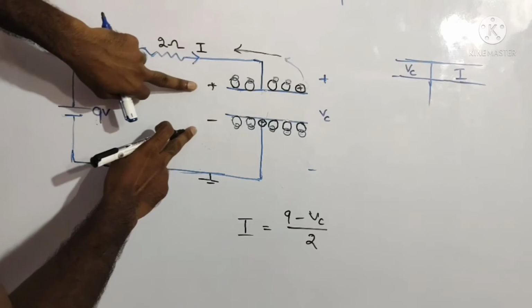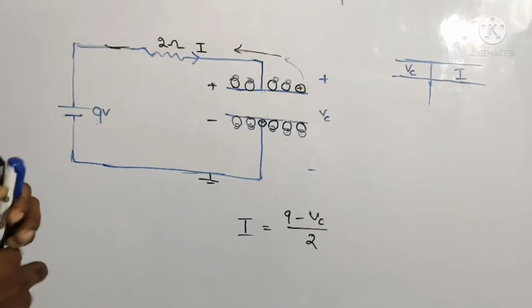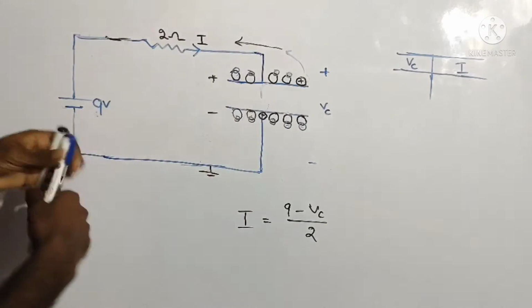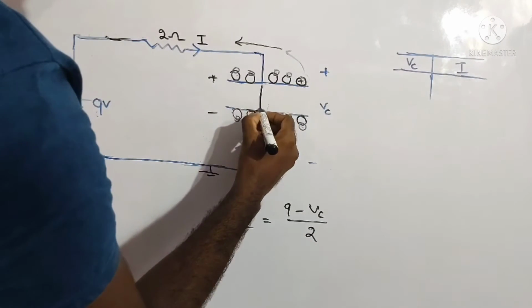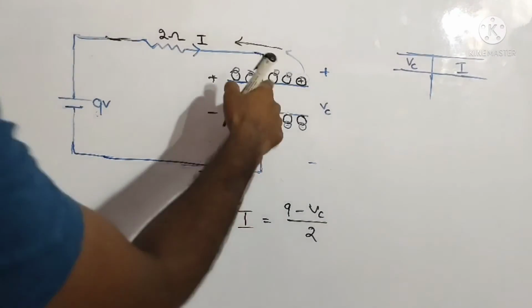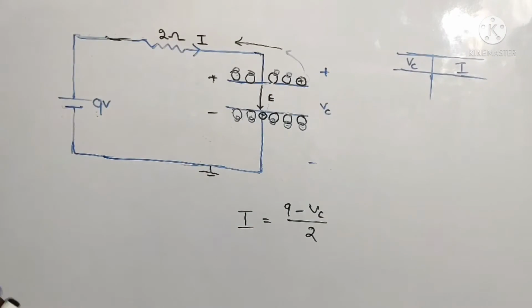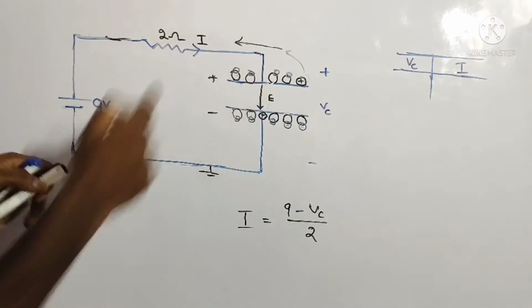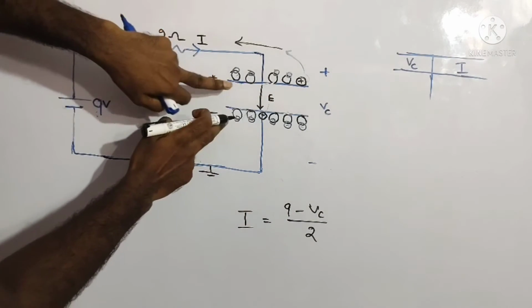If there is a charge imbalance, as we already discussed, there will be some field present between these. That is nothing but the electric field. Okay, this is the electric field between these two plates. So these electrons cannot jump from here to here. So this is an open circuit, right?